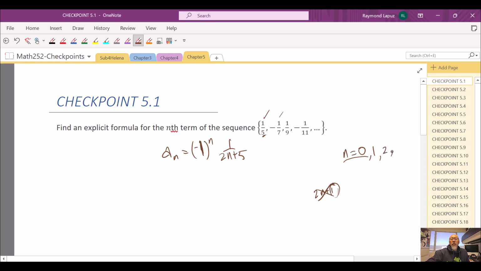And then we can check the rest of these things, and we'll see that it'll follow this pattern. So this is our nth term.